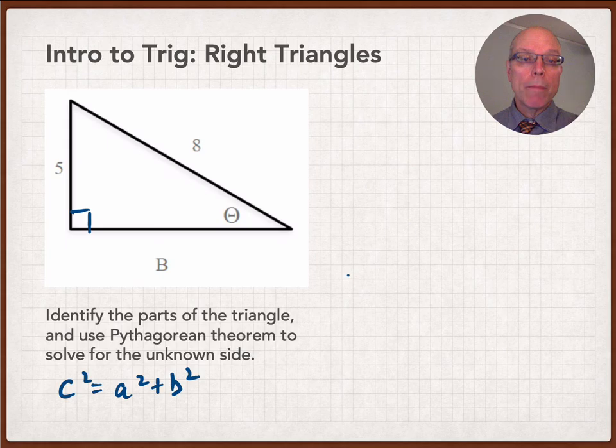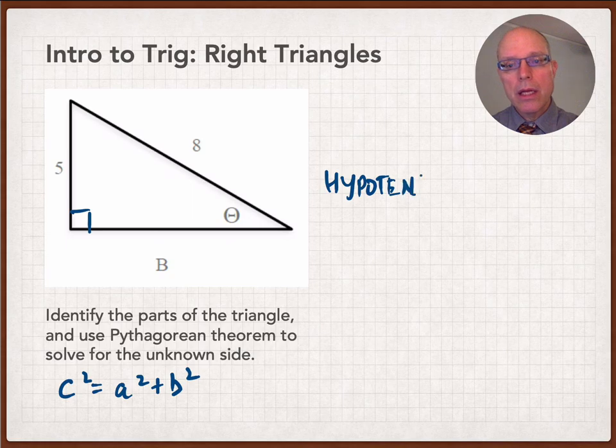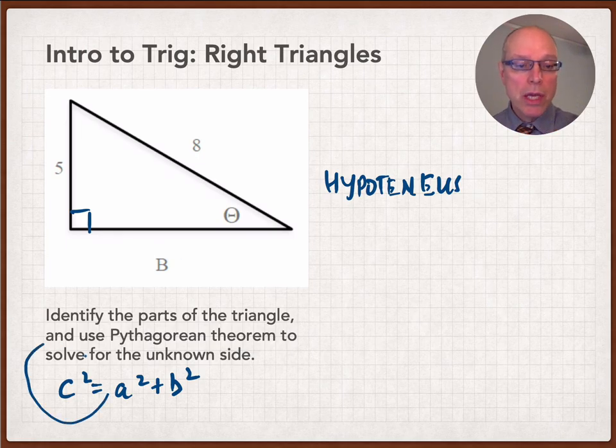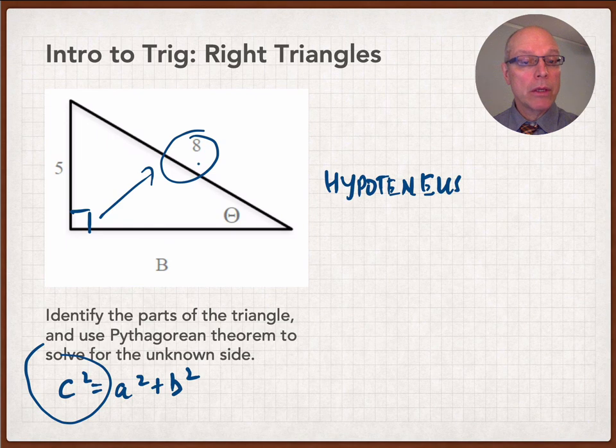A quick review. The hypotenuse, here's how you spell it: hypotenuse. It's not just any old side you feel like making it be. The hypotenuse is always side C in your formula and the longest part of the triangle, the one that's opposite the 90-degree angle. Okay, that's really important.